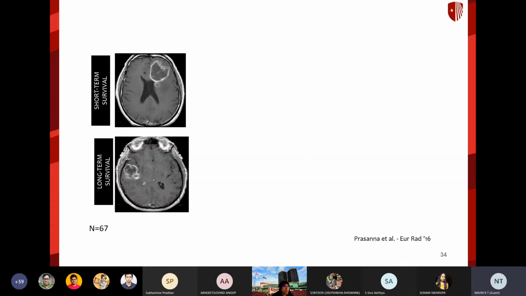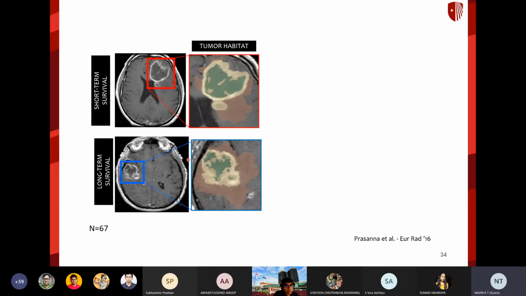So here's an example of a patient who survived for less than 8 months. And here's an example of a patient who survived for greater than 18 months. Now here's the tumor habitat as annotated by a radiologist. The yellow region is the enhancing tumor. The green region is the inner necrotic core, and the brown region is the peritumoral edema.